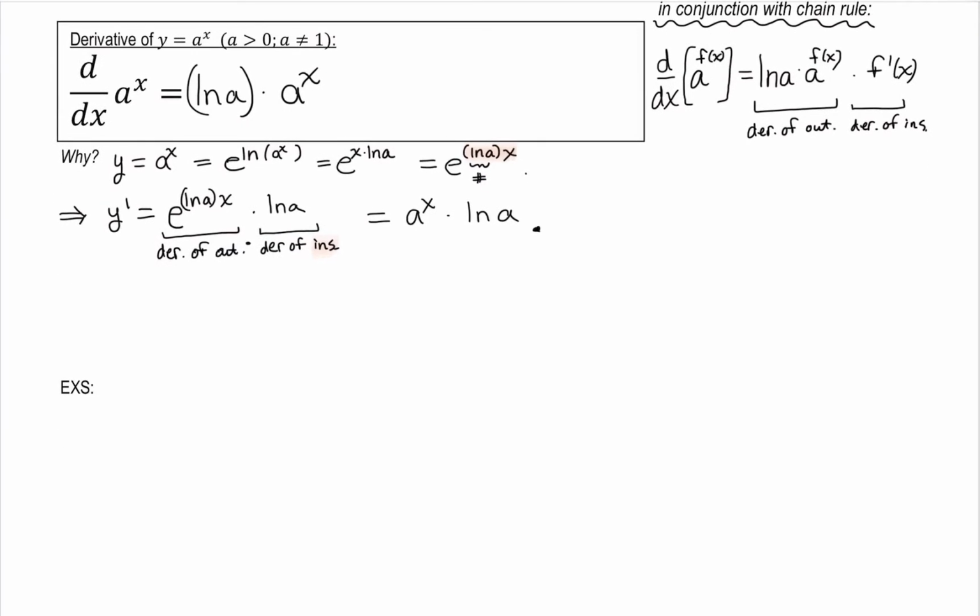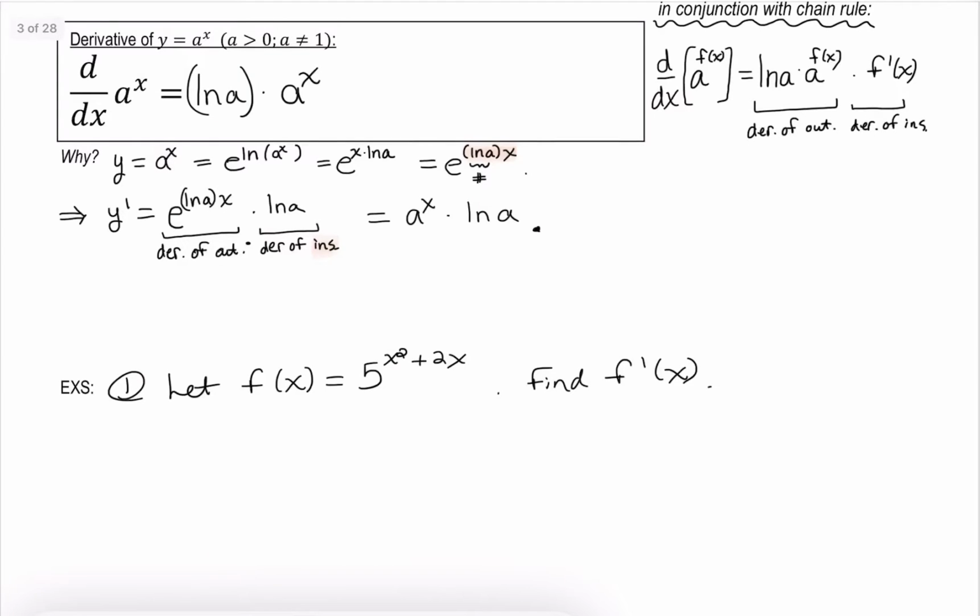All right, so let's just look at a couple of examples here. Number one, let f of x equal 5 to the x squared plus 2x. I didn't write any directions, so let's just say, of course, we're just finding f prime. Alrighty, so let's do it.